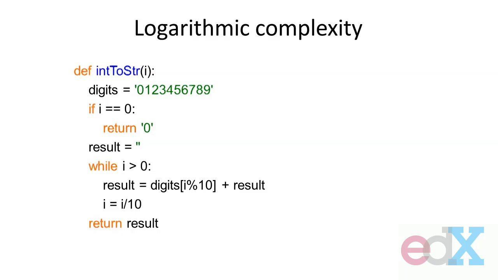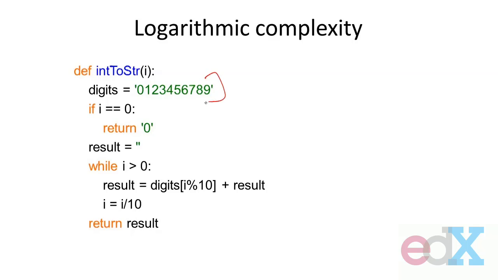Now, let me show you an example of a piece of code doing this, just to show you how we would reason about it to decide whether something's logarithmic. This is a little piece of code to convert an integer into a string. Don't worry about the fact Python will do this for you automatically. Let's just see how the algorithm shows logarithmic complexity.